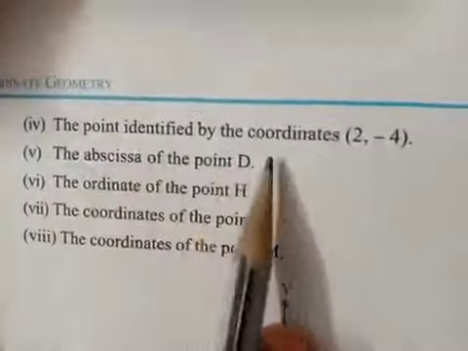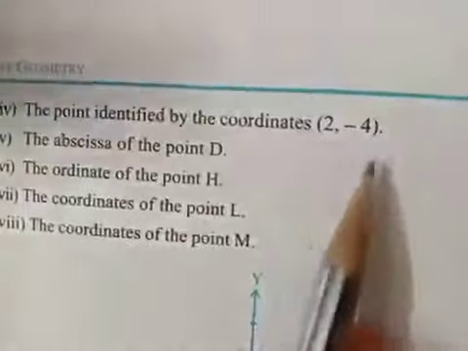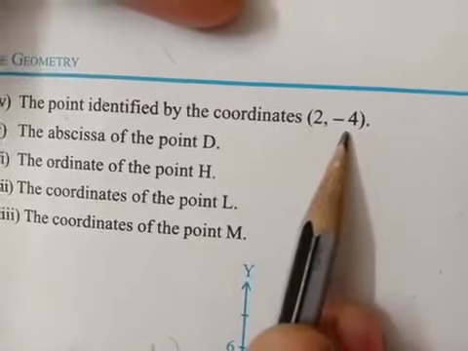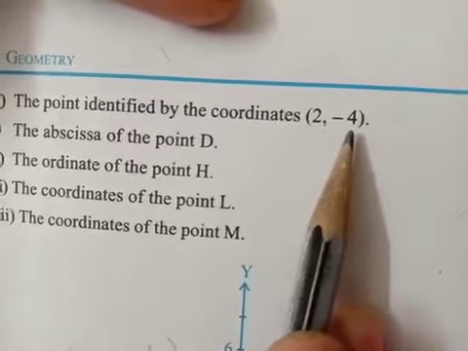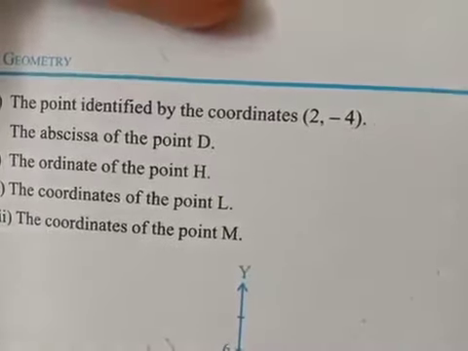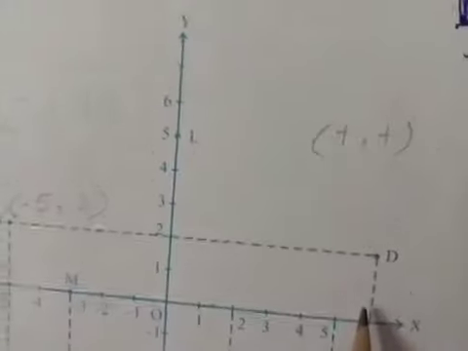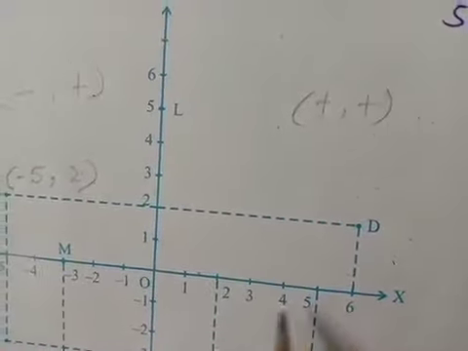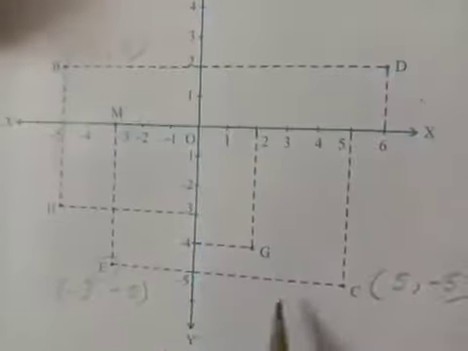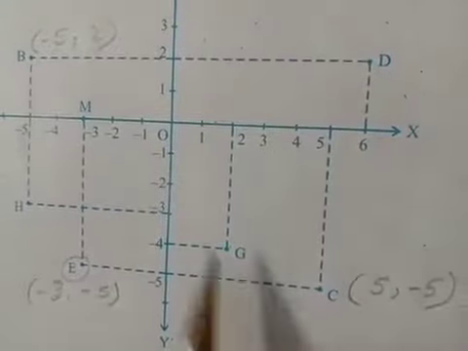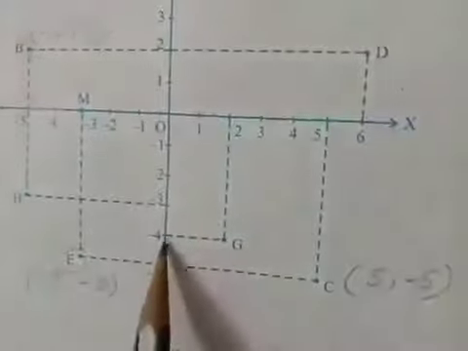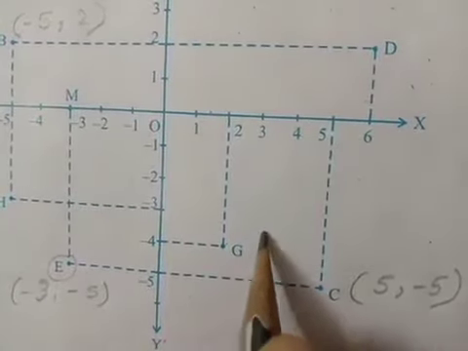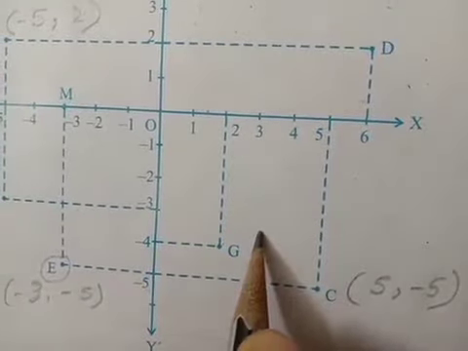Now the fourth one. The point identified by the coordinates 2, comma, minus 4. So this is plus and the second coordinate is minus. So it is in which quadrant? The x coordinate is plus and the y coordinate is minus. So it will come in the fourth quadrant. So 2, comma, minus 4. Which is that point? It is the point G.